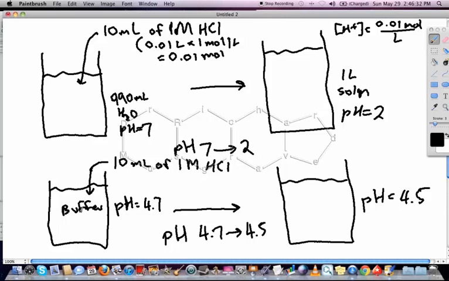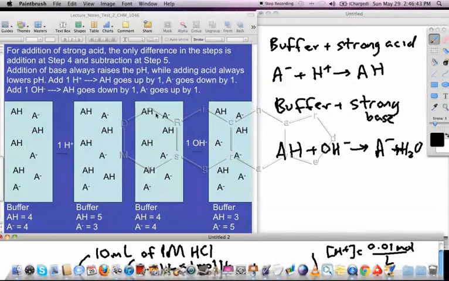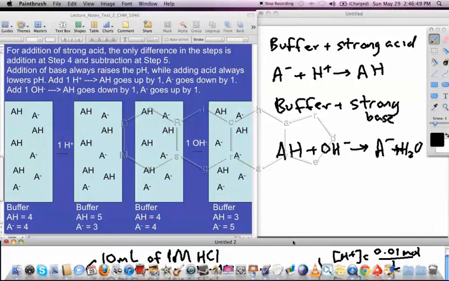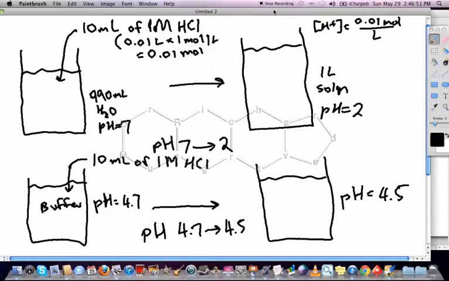In the buffer solution, we've got something to get rid of the H+ that's in this solution. So the only thing we're going to be left with is small increases in the amount of weak acid or weak base in the solution. So that's why buffers are so effective at resisting changes in pH.